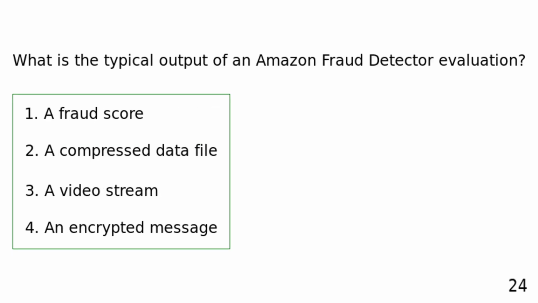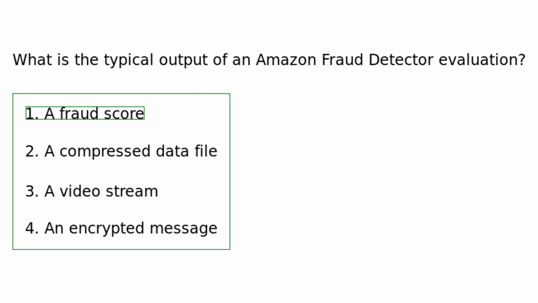What is the typical output of an Amazon Fraud Detector evaluation? A fraud score. A compressed data file. A video stream. An encrypted message. The typical output of an Amazon Fraud Detector evaluation is a fraud score indicating the likelihood of fraud.